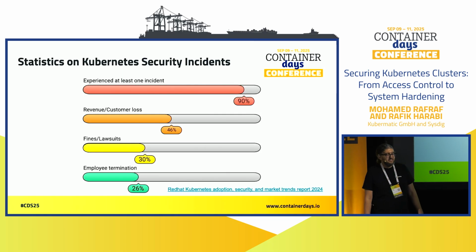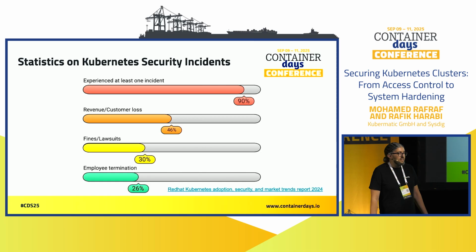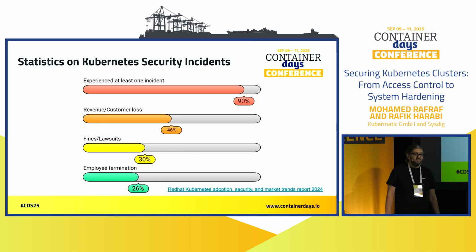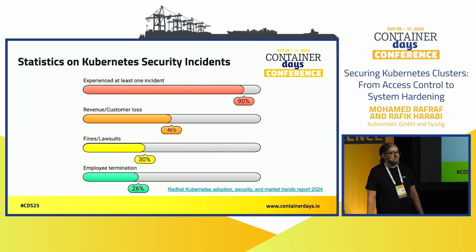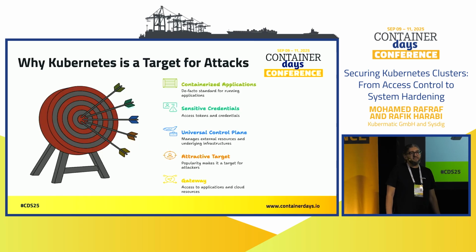So why is Kubernetes a target? If I take the Red Hat Kubernetes adoption report for 2024, you can see that 90% of people that are managing Kubernetes, whether they are platform engineers, security engineers, whatever, experienced at least one incident in production. So this is a very attractive target for attackers, and this is coming from different angles.